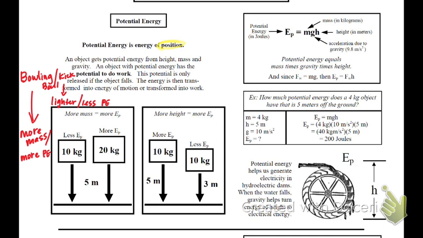They did an example over here. How much potential energy does a 4 kilogram object have if it's 5 meters off the ground? So this is just like the ones we did. They plugged in 4. They used 10. I want you to use 9.8. I don't know why they always round it up. And then they multiplied that with the 5 for the meters and got 200 joules. Okay.